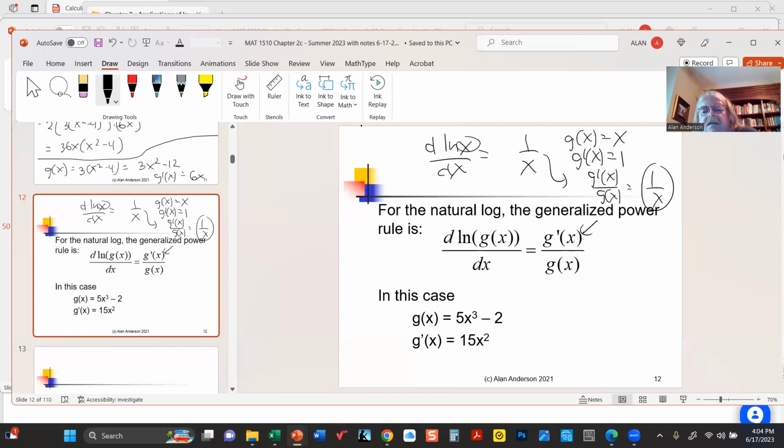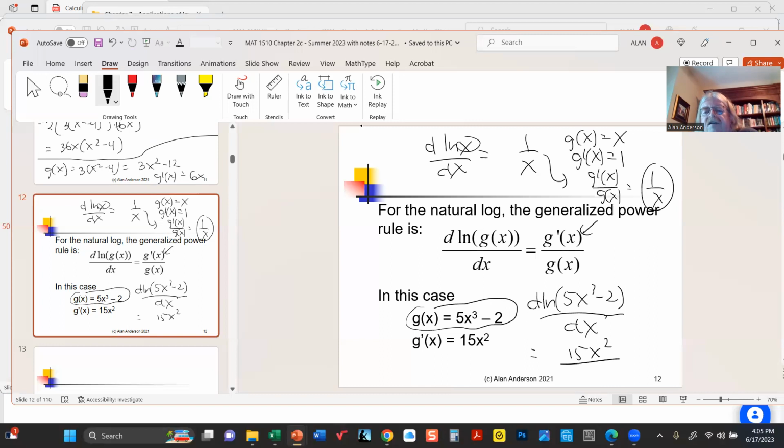So let's say this is our original function. That implies that g prime of x by the power rule is 15x squared. So the derivative of the log of 5x cubed minus 2 is going to be 15x squared over 5x cubed minus 2, because this is g prime of x over g of x.